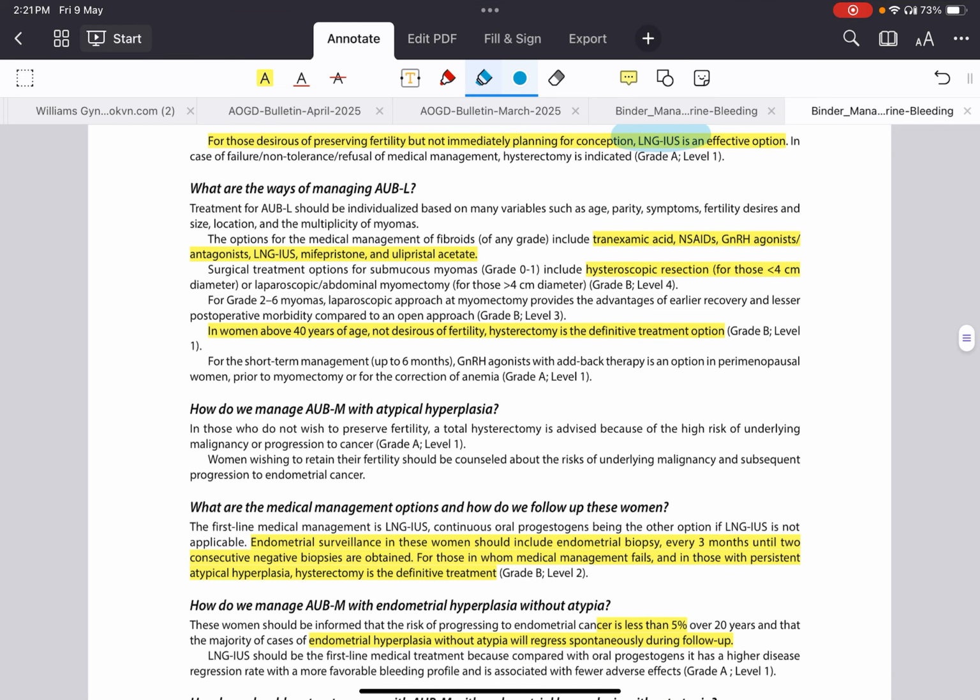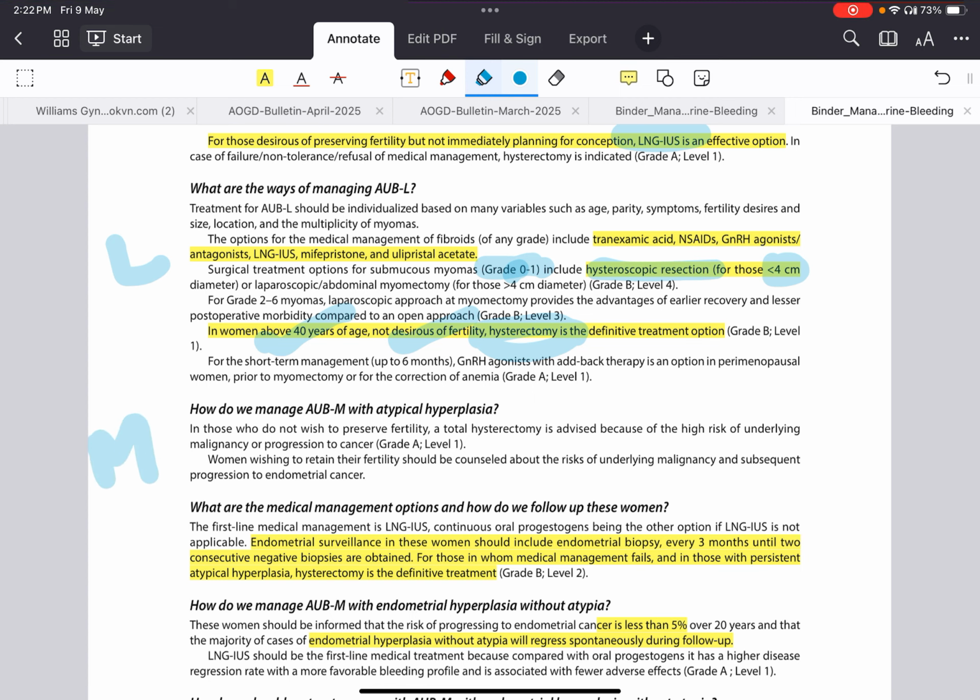So what is the management of L? L is fibroid, so it depends upon the symptoms. Same, mostly the adenomyosis symptoms can be seen. For grade 0 and 1 with 4 centimeters or less than 4 centimeters, you can go for hysteroscopic resection. In a woman of 40 years of age with no desire for fertility, you can go for hysterectomy.